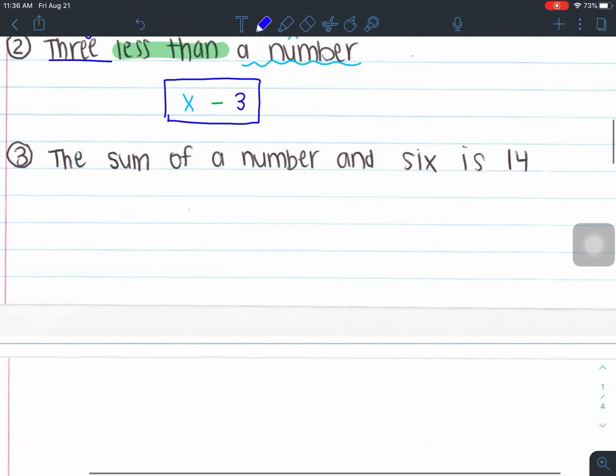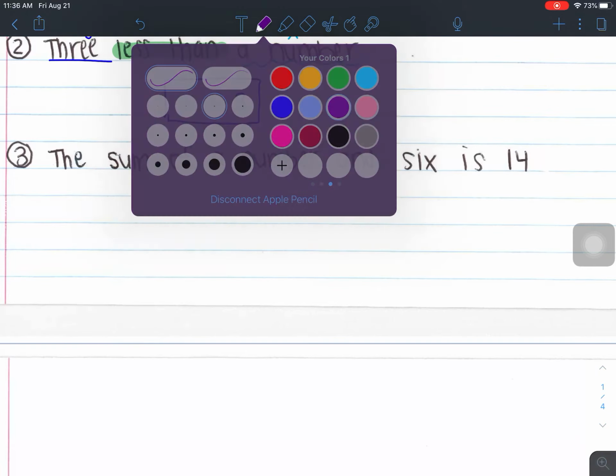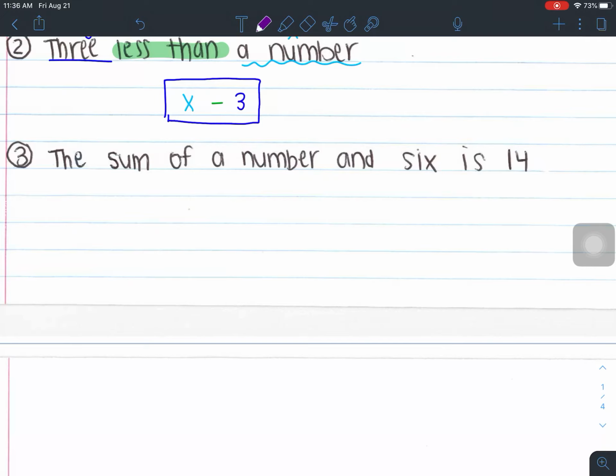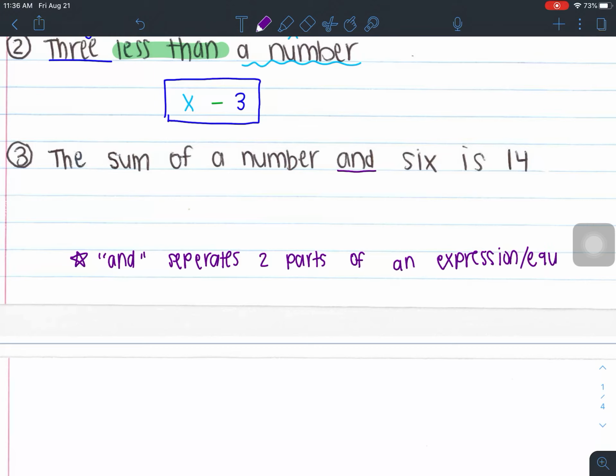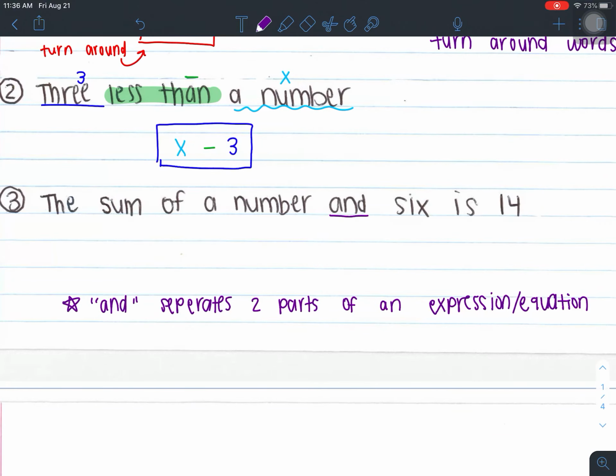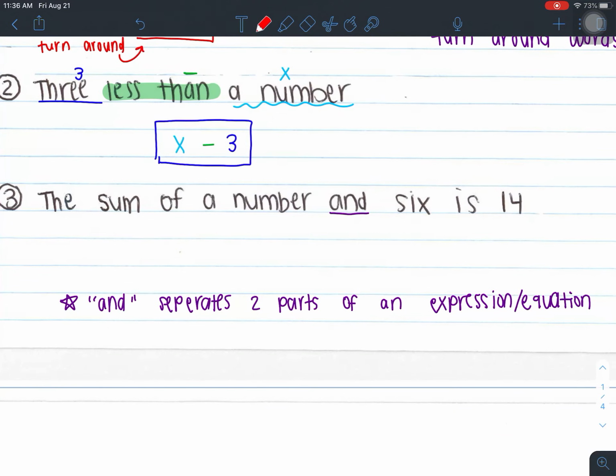All right. Moving on to 3, the sum of a number and 6 is 14. Now here we have a new word, which is the word and. So I'm going to do an important note here about and. And separates 2 parts of an expression or equation. Okay, so what does that mean? It means there are 2 things being separated here, and we'll talk about how they're being separated in a second.